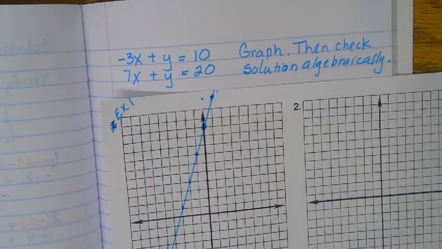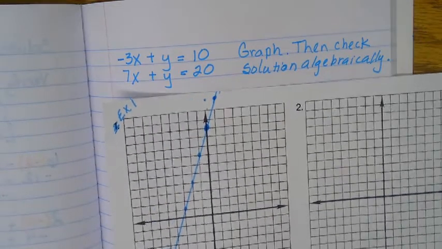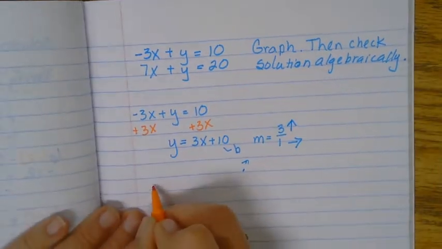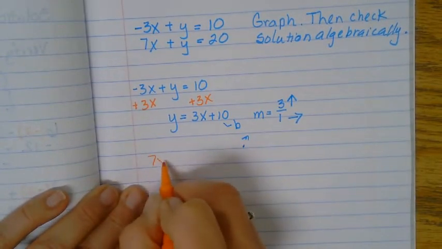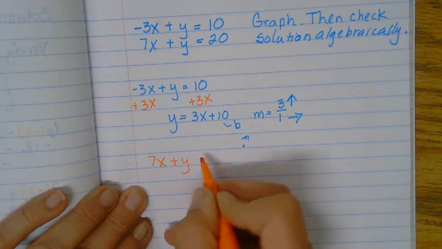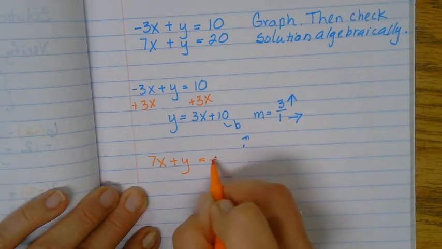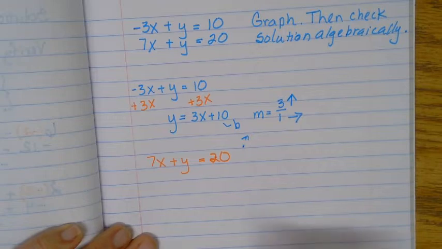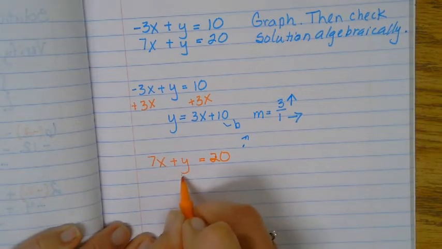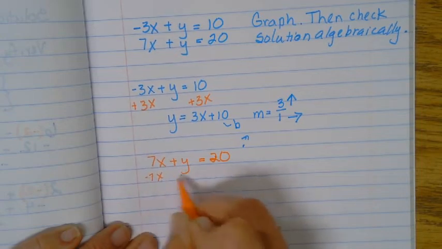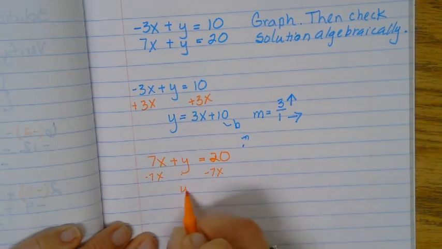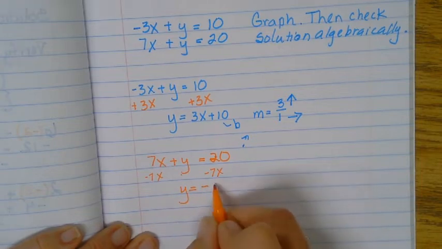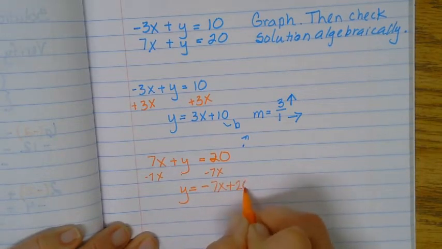Okay. Should we start with the next one now? I'm going to do this one in orange, and then I'm going to graph it in orange. 7x plus y equals 20. Oh, this one isn't going to work. We're going to run into an issue. Negative 7x. So y equals negative 7x plus 20.